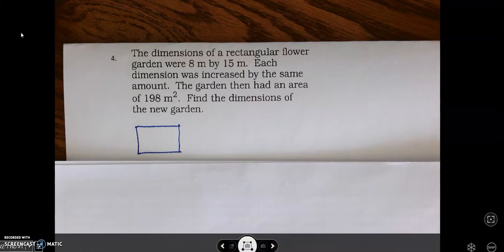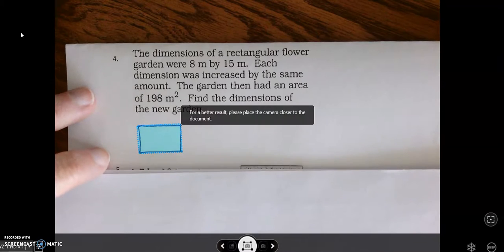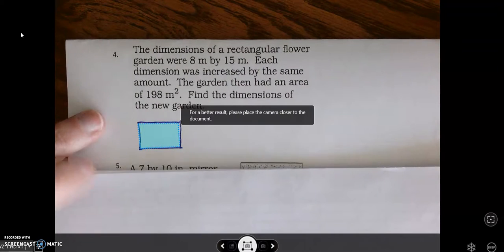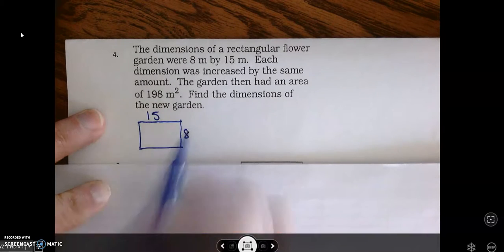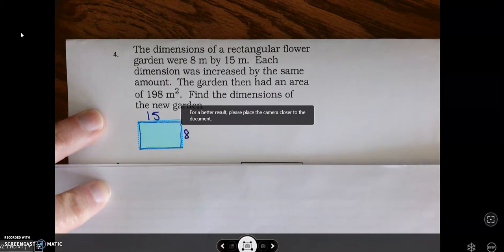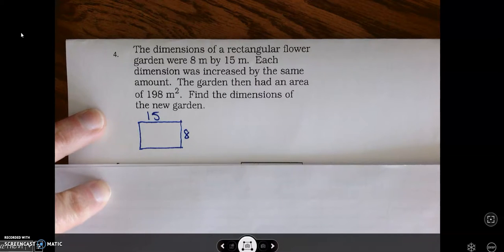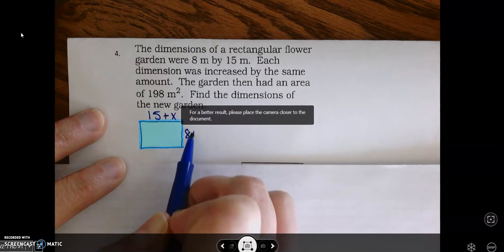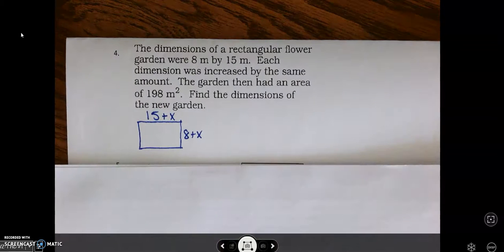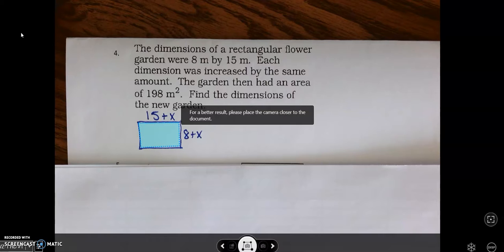The dimensions of a rectangular flower garden were 8 meters by 15 meters, and then they increased each dimension by the same amount. So we're starting off with, it used to be 8 by 15. And if we increase both by the same amount, I can use the same variable. So I'm adding an x to this, and I'm adding an x to this. I'm increasing them by the same amount. And that's what we need to find, the dimensions of the new garden.